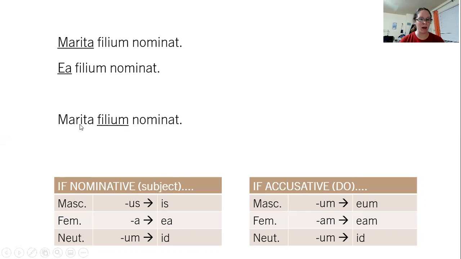If it is masculine, the only thing it can be is the accusative form, right? Because this is the only place we have the masculine um ending. So that means that the pronoun we need is eum, which again makes sense. Filium is son, and he's being named, so we need him. Marita filium nominat, the wife names the son. Marita eum nominat, the wife names him.